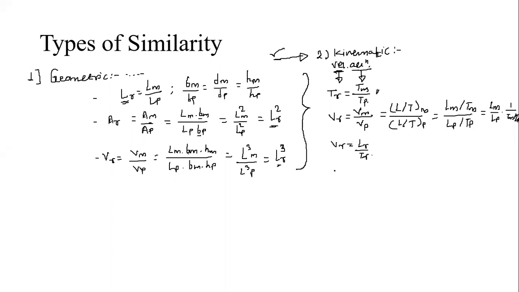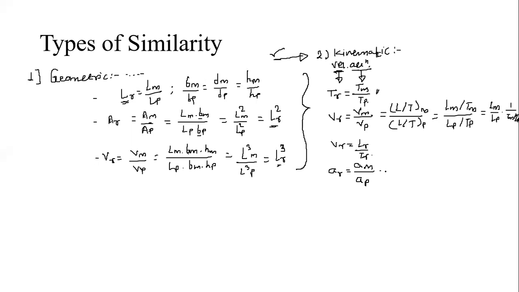So acceleration scale ratio is nothing but the AR. It is represented as AR. What will come in this? Acceleration in the model at a particular point of a flowing fluid divided by acceleration of a flowing fluid at a particular point in a prototype. Now, what is acceleration? Acceleration is the rate of change of velocity with respect to the time, isn't it?